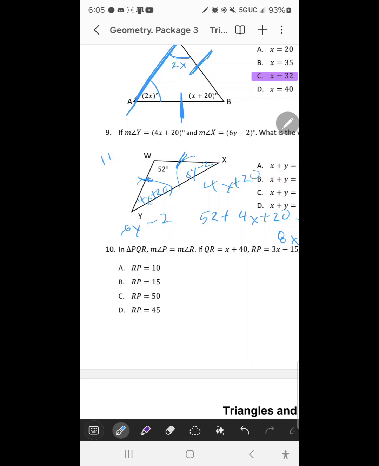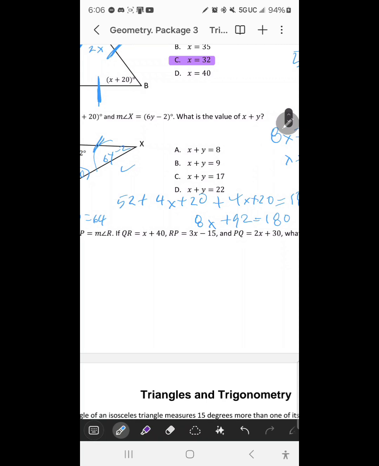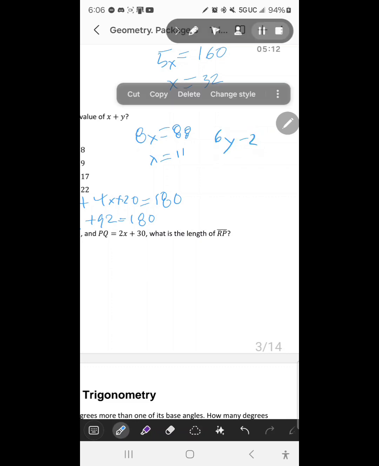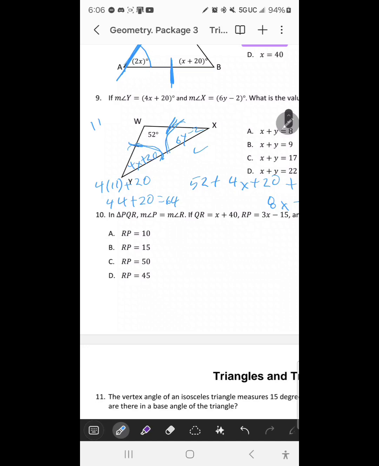Now, we can either calculate the value of this angle to know the value of the other. I think I'm going to do that. So I have that for x, 4 times 11 plus 20 equals y. So 44 plus 20 equals y, and this equals 64. And since these two angles are equal, I could say that 6y minus 2 is also equal to 64, because this angle is equal to this angle.